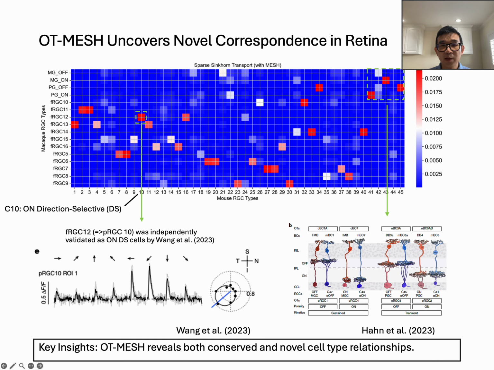Then we move to retinal ganglion cells. This is where it got really exciting. Besides confirming known matches between mouse alpha retinal ganglion cells and macaque midget and parasol cells, OT-Mesh identifies a strong and specific correspondence between a mouse on-direction selective cell, which is the C10 cell type here, and the macaque cell type RGC12. This was thrilling as the existence of on-direction selective retinal ganglion cells was not clear in primates. Amazingly, this exact relationship was independently discovered and experimentally validated by Wang in a Nature paper, providing powerful external validation of our method's predictive power. This shows OT-Mesh can reveal both conserved and novel cell type relationships.